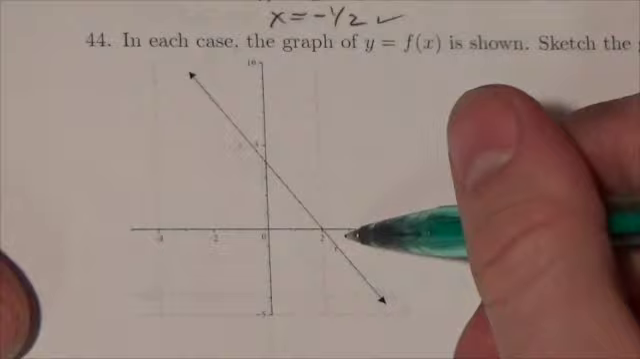This is question 44. I'm going to do them all in one fell swoop here, just because these are pretty quick and easy to do. In each case, the graph of f of x is shown. We want to sketch the graph of the absolute value.